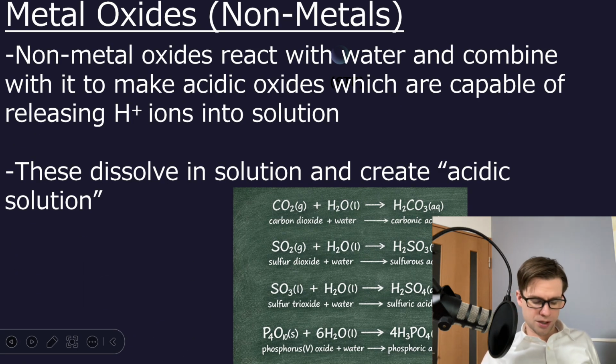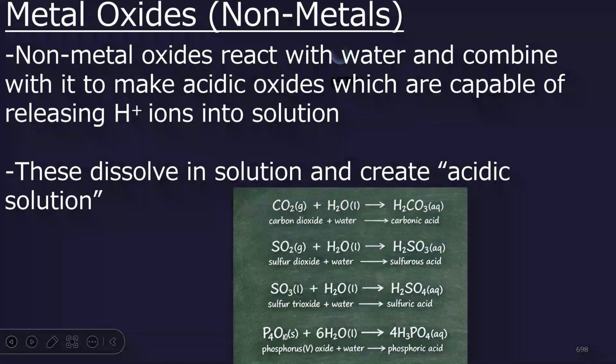So non-metal oxide with carbon, CO2, and water can make carbonic acid, a weak acid. Sulfur dioxide, non-metal sulfur with oxygen, plus water goes to sulfurous acid. Sulfur trioxide with water, sulfuric acid. Phosphorus oxide with water, phosphoric acid. So all of these will make acidic solutions.